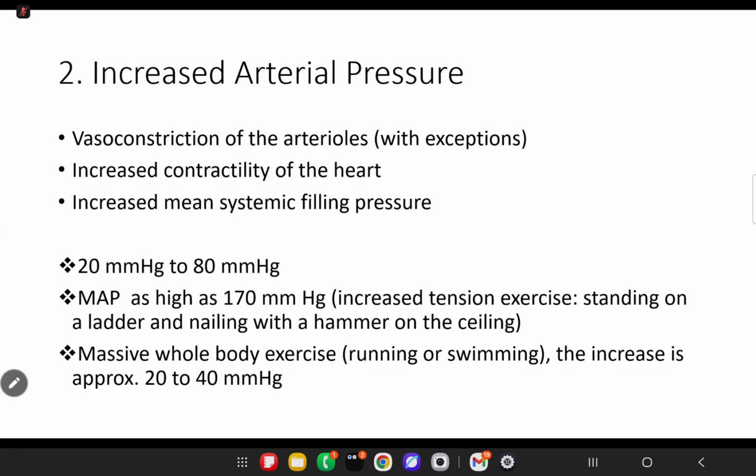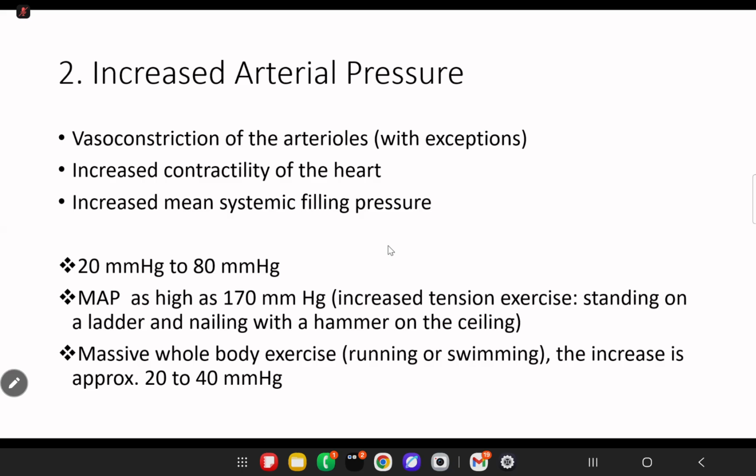So on average, in exercising individuals, mean arterial pressure can be increased by anywhere between 20 millimeters of mercury and 80 millimeters of mercury. So quite a large rise can occur through exercise. If you look at tension-based exercise versus dynamic exercise or whole body exercise, the MAP is more increased in tension exercises.